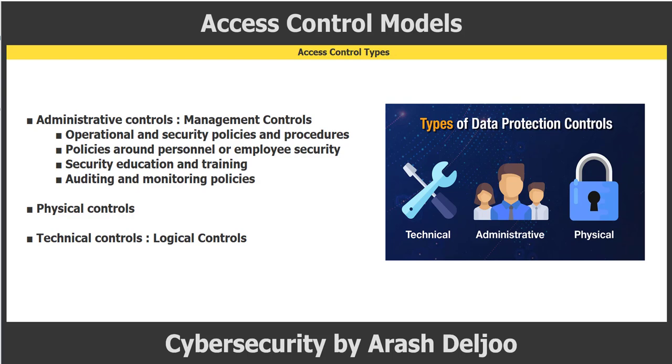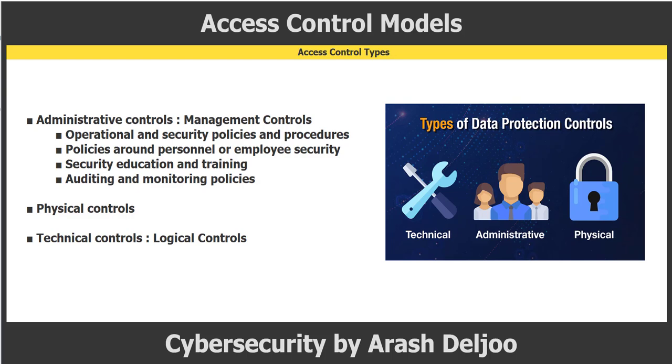In this video, I'm going to explain about the access control types. There are several types of access controls. For example, a policy that provides information on who is authorized to access a resource and an access list implemented on a firewall to limit access to a resource are two types of access controls.